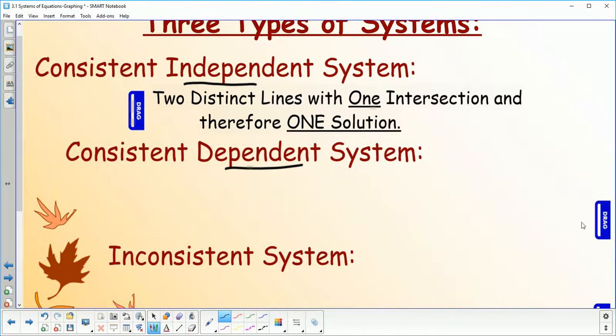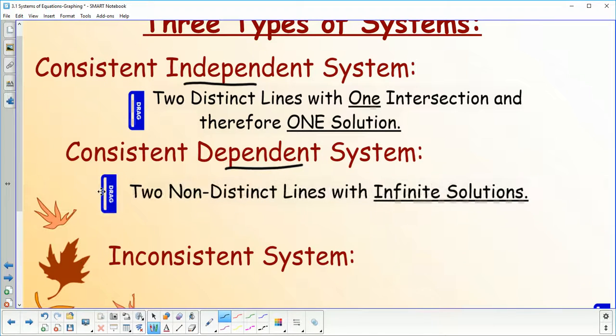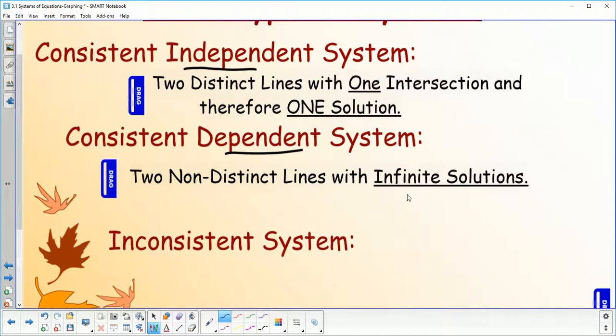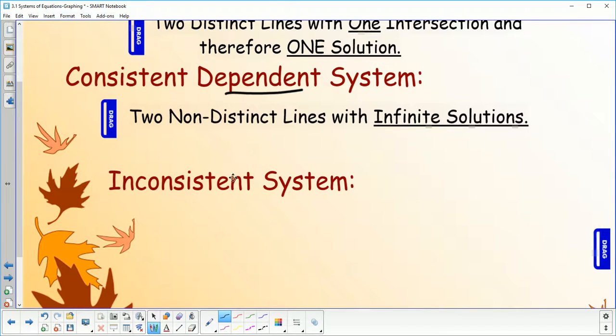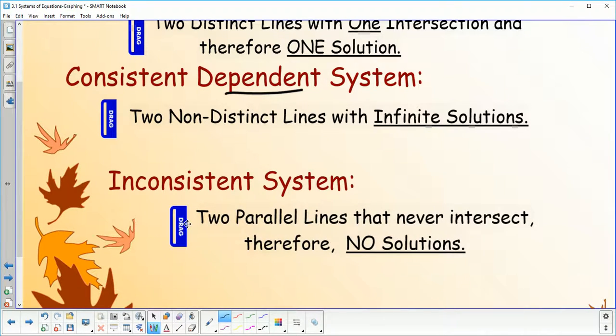We could have what's called a dependent system, which means both of our lines are, we say, non-distinct. Basically, if we're to graph them, you draw your second line right on top of your first line, and so that gives you an infinite amount of solutions. The last one then we have is an inconsistent system, and that only occurs when we have two parallel lines, and because they're parallel, they never intersect, and therefore no solutions.